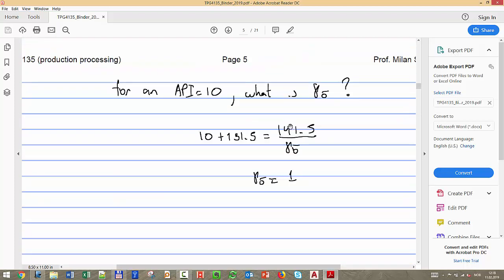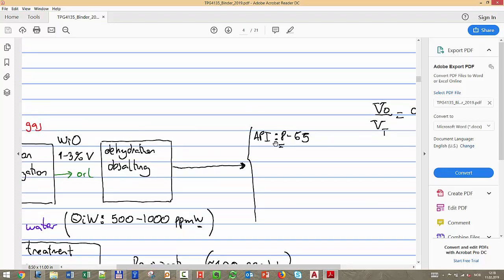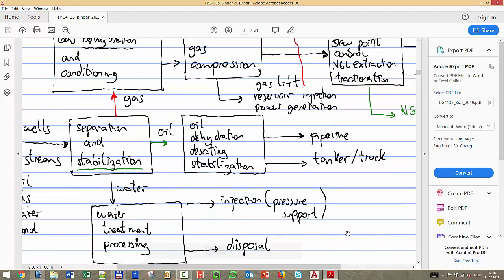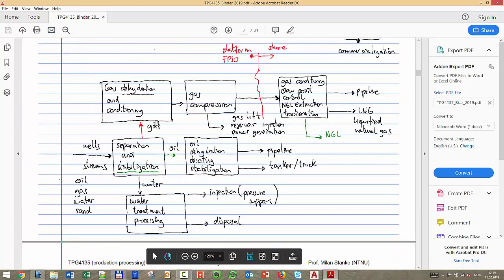Just to remind, where are we now in the process? We basically made the main separation of oil, gas, and water. And this water that came out is actually free water. We're going to see now that it came from different sources, but it was free water with the oil and with the gas.